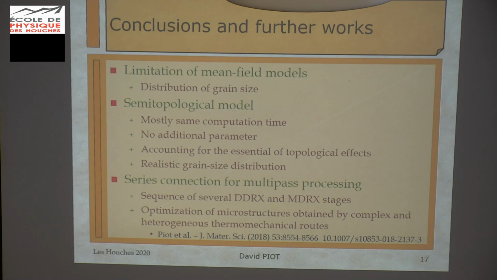So just to conclude, I've shown some limitations of mean field models, especially for the distribution of grain size. I've described the introduction of the semi-topological model. We obtained some realistic grain size distributions, at least in this context. And it's possible to make a series connection for multipass processing. So it's a good way to model sequences of DDRX and MDRX stages, and it's a way to optimize microstructures in the industrial processes I've shown in the introduction.